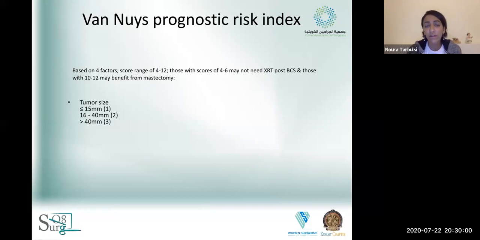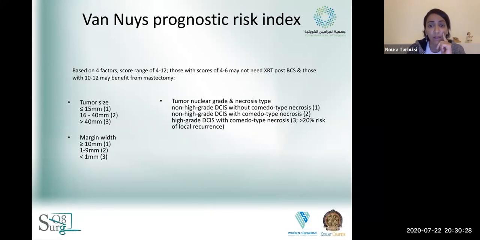So what are the 4 factors? First of all, tumor size. So the bigger the tumor, the higher the points. So 15 millimeter, 16 to 40, and then more than 40 millimeter. Margin width. So the higher the margin width, the lower the score. So either more than 1 centimeter, between 1 to 9 millimeter, or less than 1 millimeter.